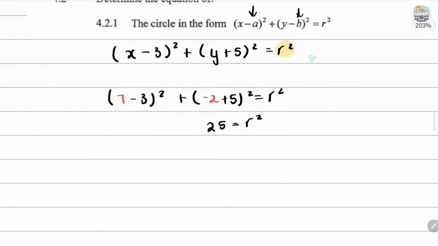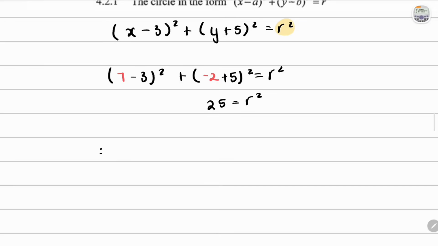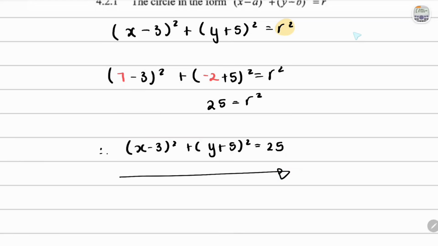And now we can finally substitute r squared where it was missing. So therefore, the equation of our circle is (x - 3) all squared plus (y + 5) all squared is equal to 25, which is r squared. And that is our answer.